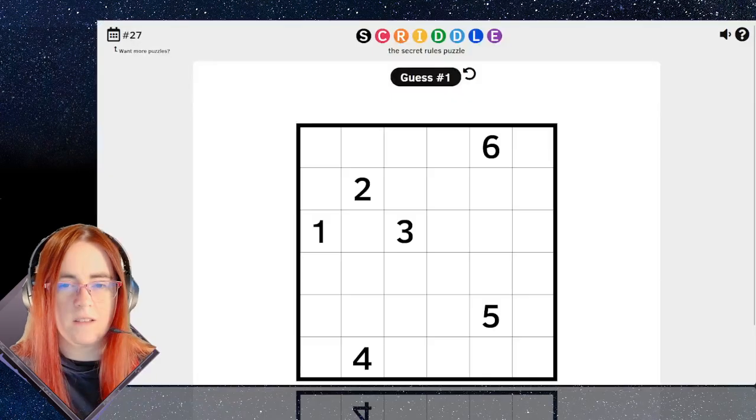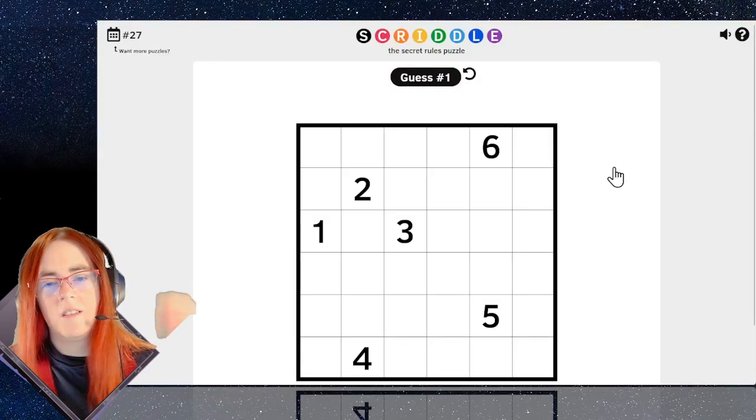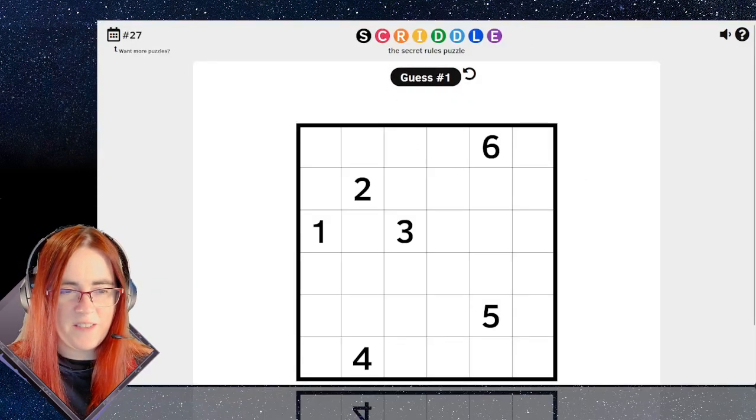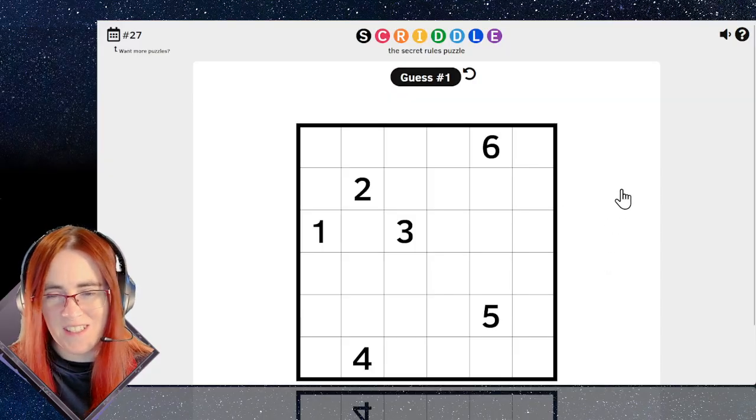Hello, we're going to do some more Scriddle. Let's go and have a look at scriddle.net. Okay. Scriddle, as ever, it's a puzzle where we don't know the rules.